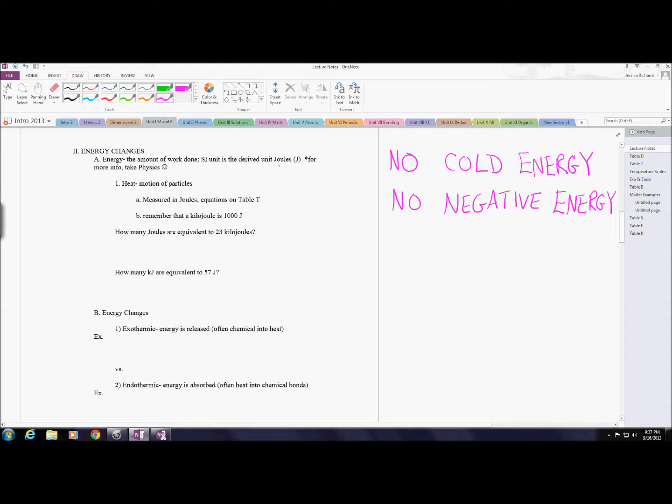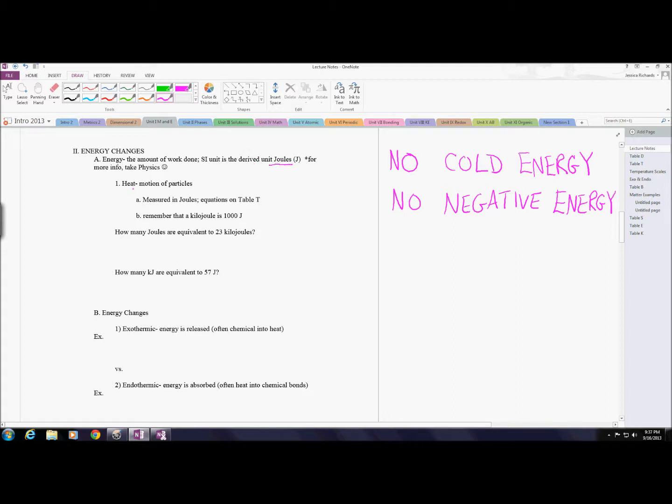So the energy unit we're going to use is the joule. Look at how it's spelled. It's not spelled like a piece of jewelry. Joules, capital J for your abbreviation. It's a derived unit, so it's calculated.